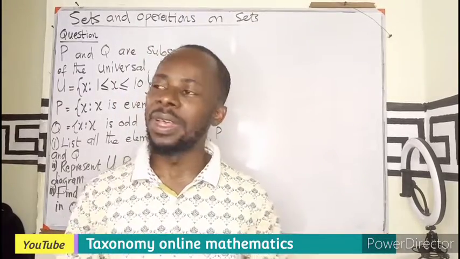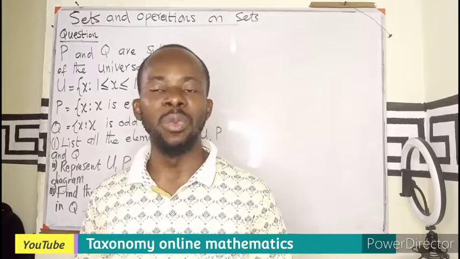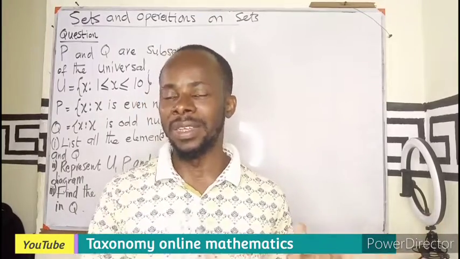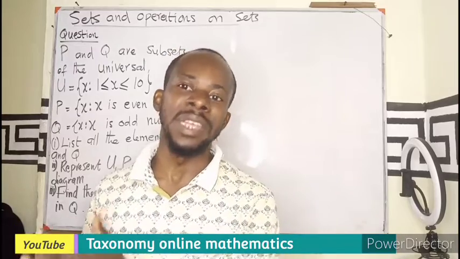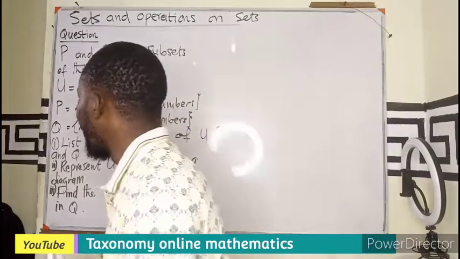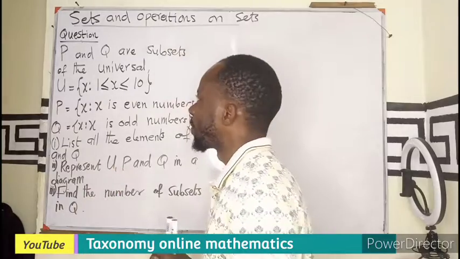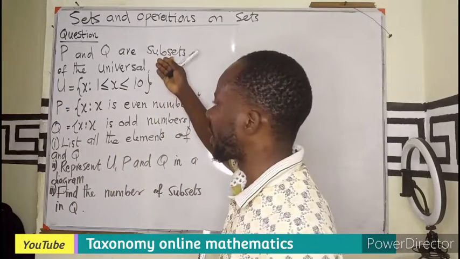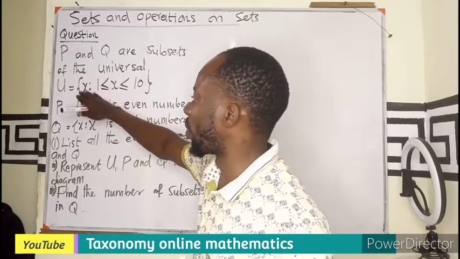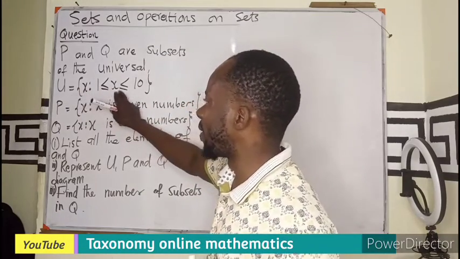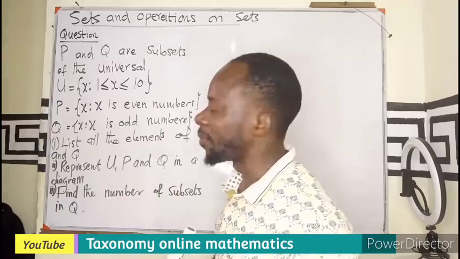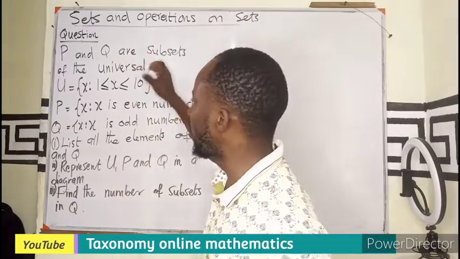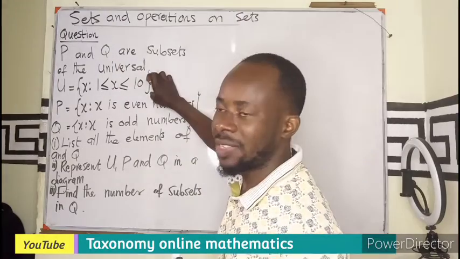In the previous video, we talked about the Venn diagram, and how we can use a Venn diagram to represent a set that is a subset of a universal set. So we have a question to that effect. P and Q are subsets of the universal set, which is the set of X such that 1 is less than or equal to X and X is less than or equal to 10. So P and Q are subsets of this set.